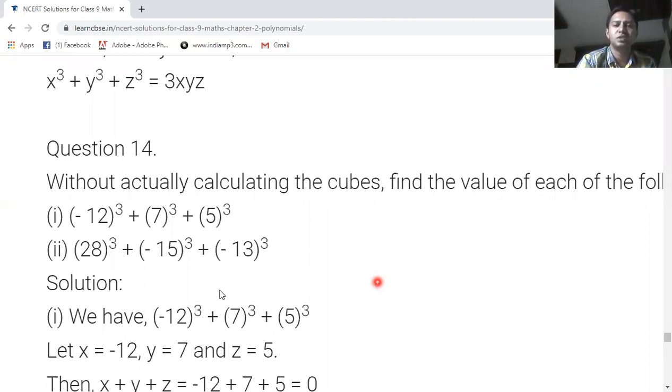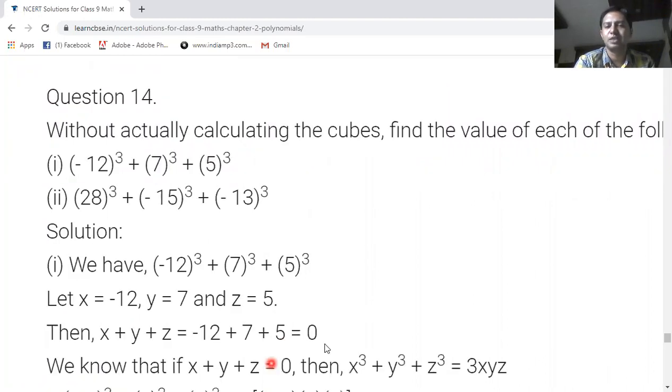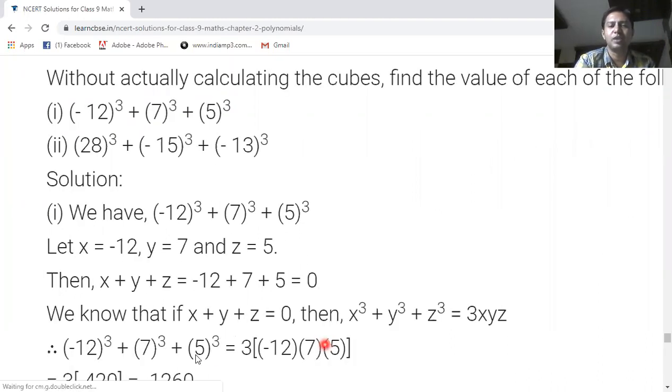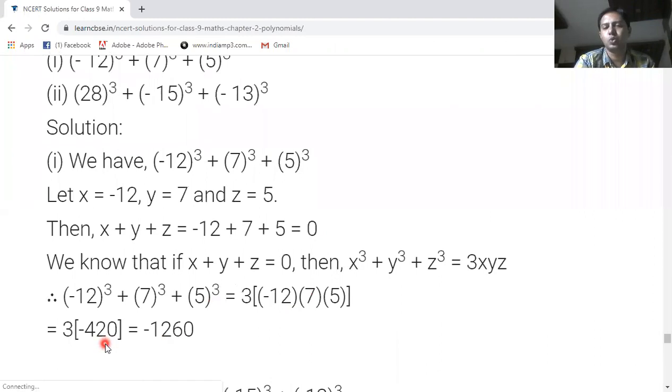Just have a look at the question. This is 7, this is 5, 7 plus 5 is 12, and 12 minus 12 is 0. That is, if x is equal to minus 12, y is equal to 7, and z is equal to 5, we have x plus y plus z is 0. In case x plus y plus z is 0, then x cube plus y cube plus z cube is nothing but 3xyz. We substitute the values: 3 into minus 12 into 7 into 5. While multiplying, we'll get 3 into minus 420, that is minus 1260.